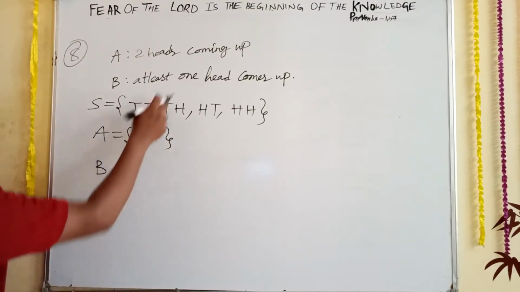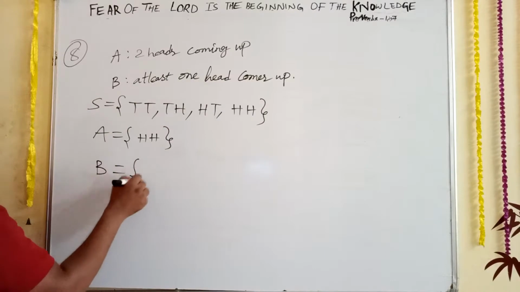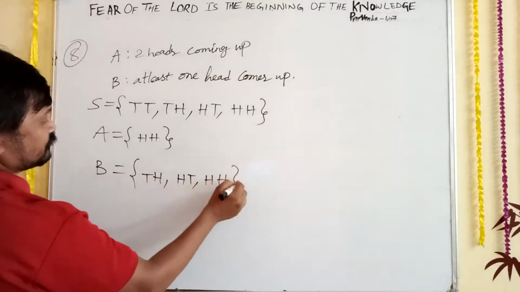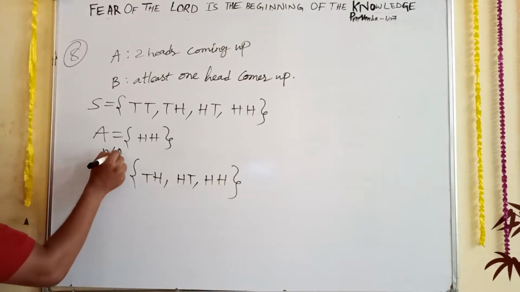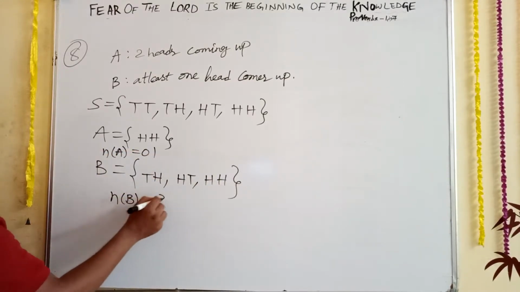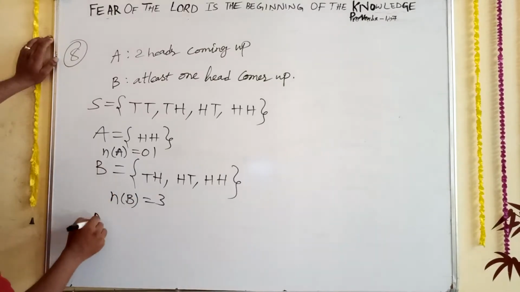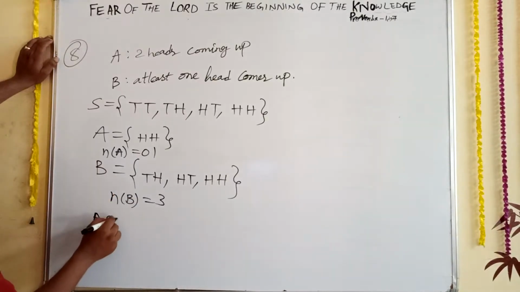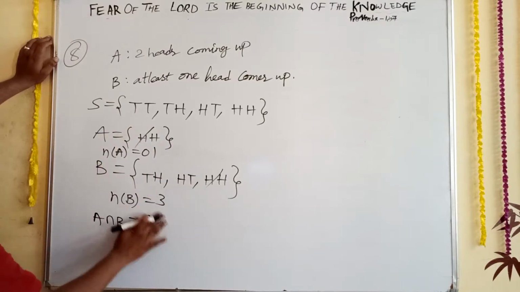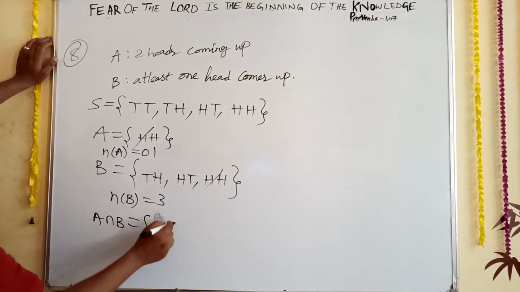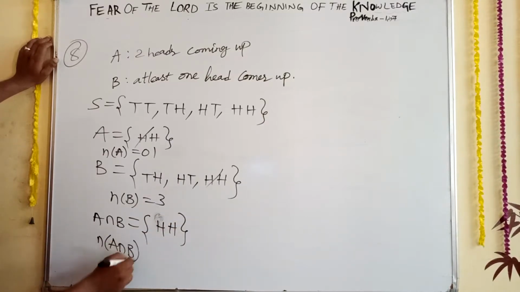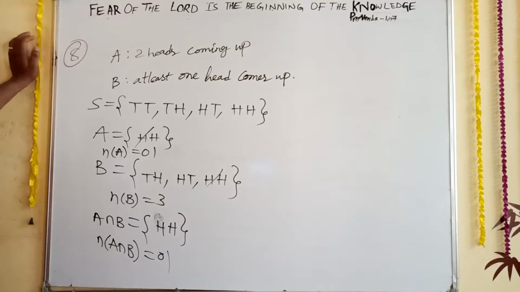Capital B is equal to at least one head comes up: TH, HT, HH. So n of A is equal to 1, n of B is equal to 3. Now for A intersection B, we find HH is our common one, so n of A intersection B is equal to 1.